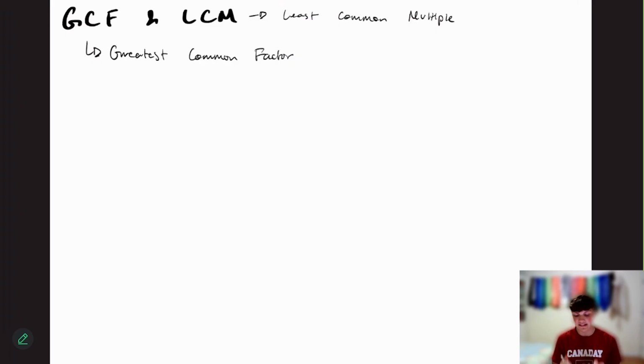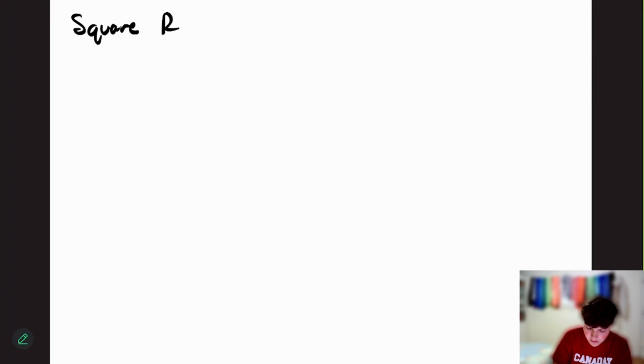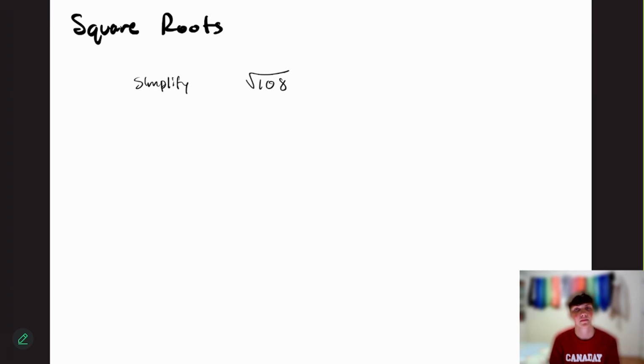Now, I did promise that we were also going to talk about square roots. We don't want to spend too much on this, but really briefly, GCF plus LCM, the last thing we have to talk about is square roots inside of this topic, topic 1. For square roots, the thing I'm getting at here is how do you simplify? These questions show up a lot: simplify the square root of 108. How would you do it? We don't know the square root of 108. It's not a whole number, but how do we simplify it?